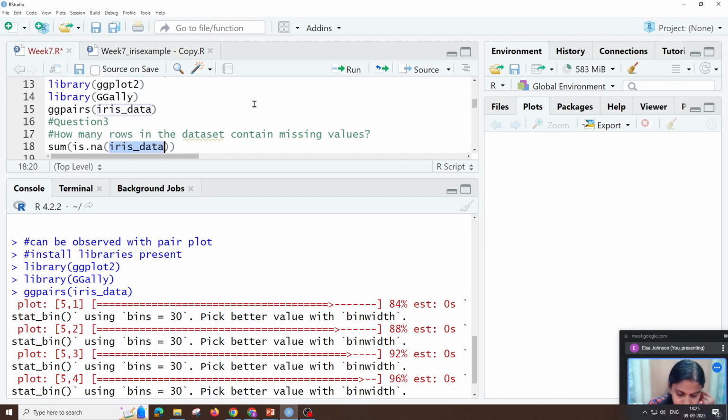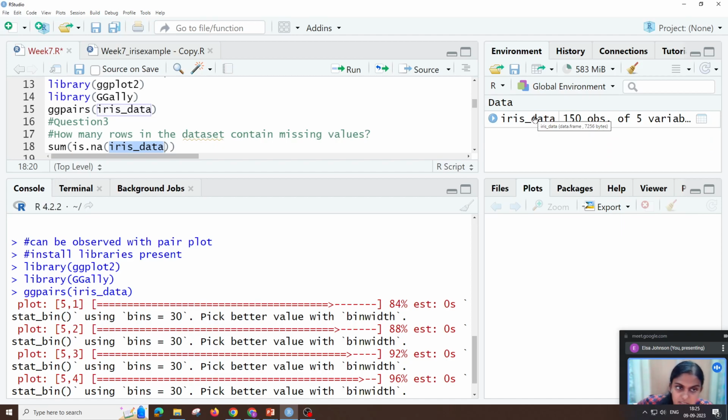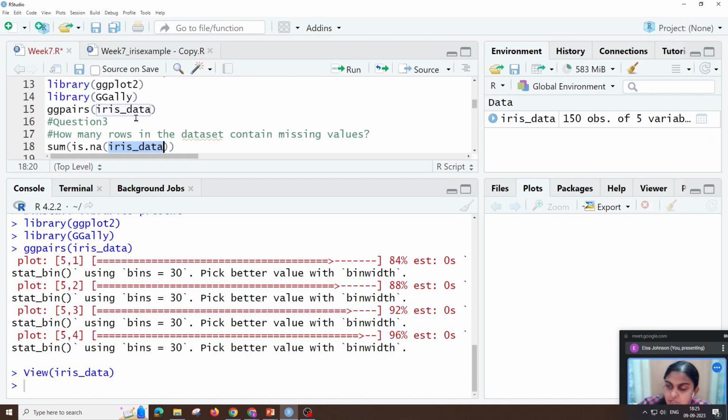So our data is iris_data. In this I am just putting is.na of iris_data. If you run this by itself, it will show you true or false where the NA values, the missing values, are present. Now I am just giving a sum of this one because we are asked about the total number.